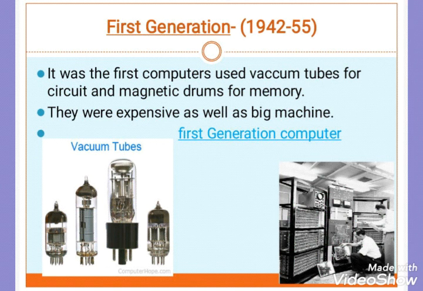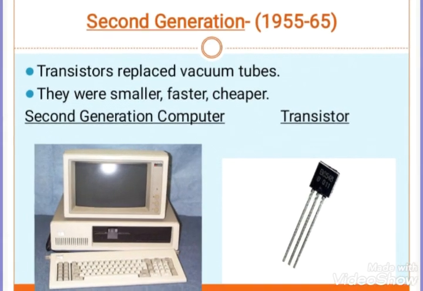They generated a lot of heat, which caused malfunctioning. Malfunctioning means failing to function properly. In the first generation computers, machine language was used to perform operations, and they could solve only one problem at a time. So that was about the first generation computer.